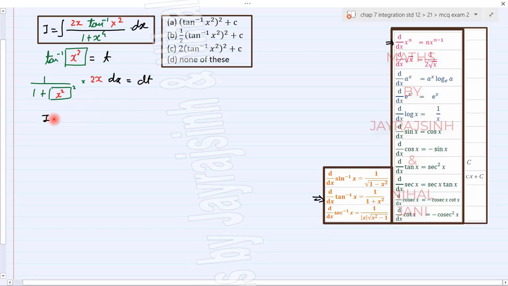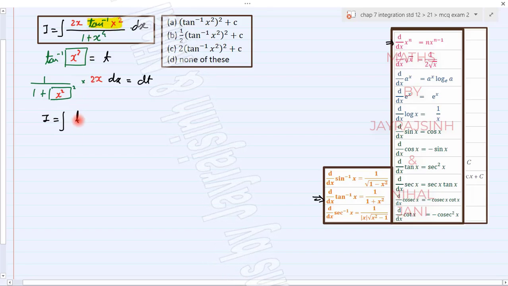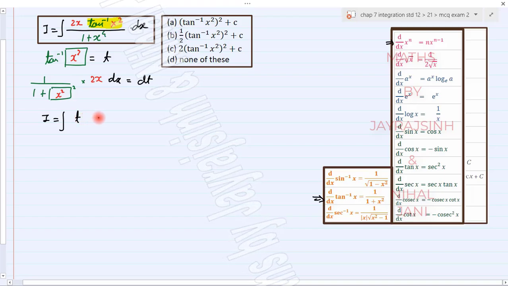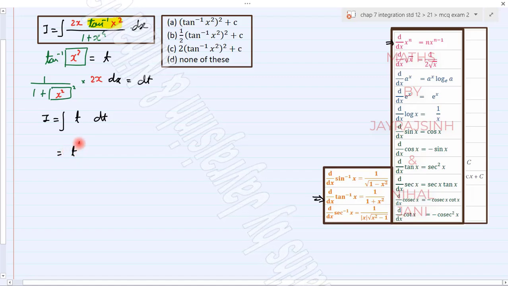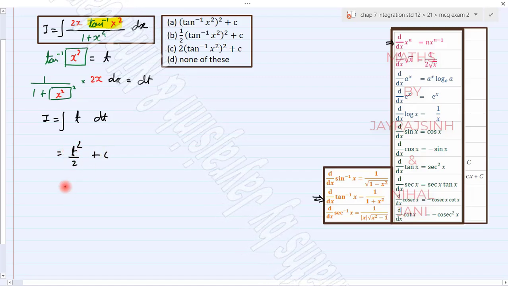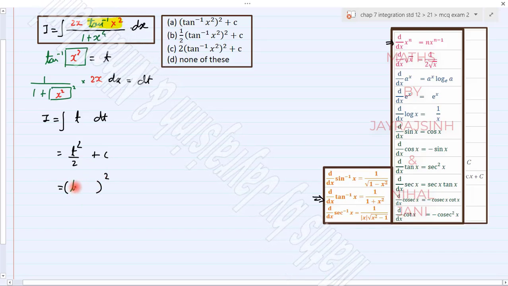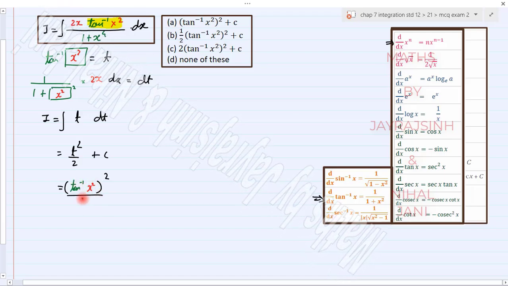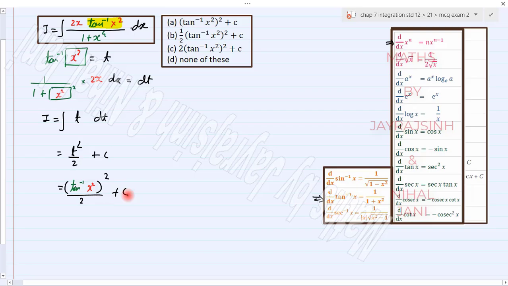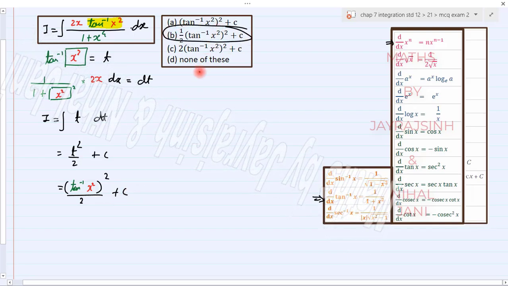So if we modify our integration, we get tan inverse x square is equal to t, and the rest of the terms will become simply dt. So the integration of t will be t square by 2 plus c. If we substitute the value of t, we will get tan inverse of x square the whole square upon 2 plus c, which is given in option B. Ta-da!